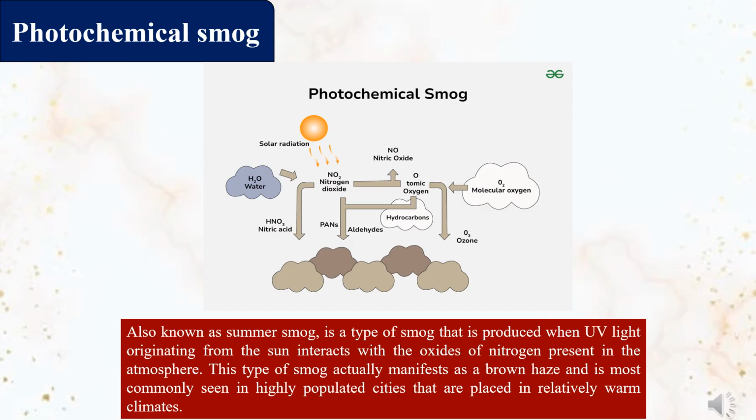Then coming to photochemical smog, which is also known as summer smog, a type of smog that is produced when UV light originating from the sun interacts with the oxides of nitrogen present in the atmosphere. This type of smog usually manifests as a brown haze and is most commonly seen in highly populated cities placed in relatively warm climates. Furthermore, photochemical smog is most prominently visible during the mornings and afternoons.